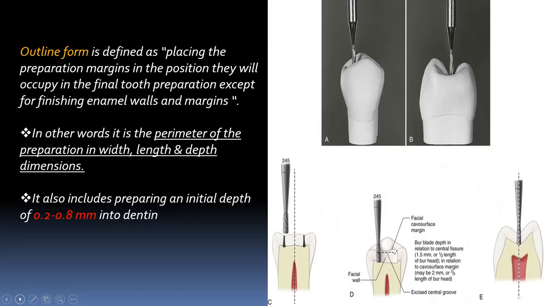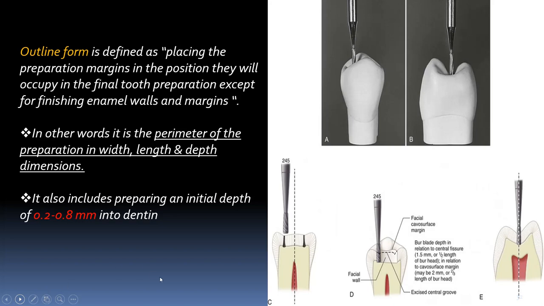So this is a picture or a diagram of the outline form and initial depth of a cavity. The outline form can be defined as placing the preparation margins in the position they will occupy in the final tooth preparation, except for finishing enamel walls and margins. In other words, this is the perimeter of the preparation in width, length, and depth dimensions. And we have an initial depth of 0.2 to 0.8 millimeter into the dentine.